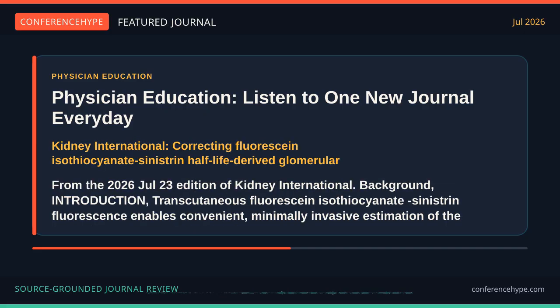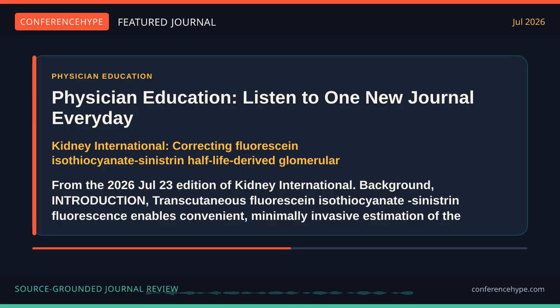From the 2026 July 23 edition of Kidney International. Background: Introduction. Transcutaneous fluorescein isothiocyanate sinistrin fluorescence enables convenient, minimally invasive estimation of the glomerular filtration rate in rodents. Methods: male and female Dahl salt-sensitive rats with chronically implanted venous catheters underwent simultaneous measurements of serum and transcutaneous FITC-sinistrin fluorescence. Results: in low-salt-fed rats, sex-specific BW-based models explain much of the variability in GFR times HL.